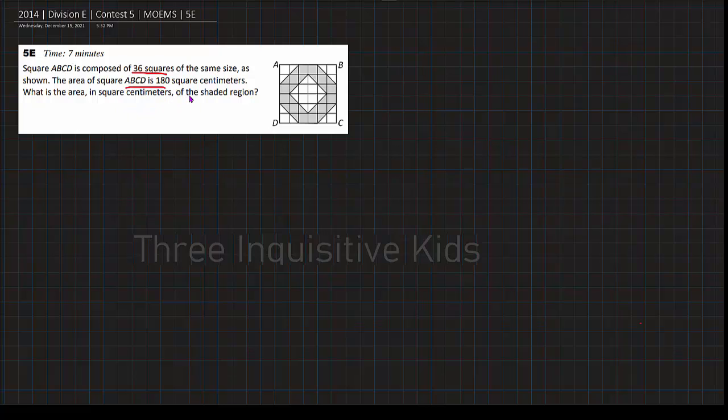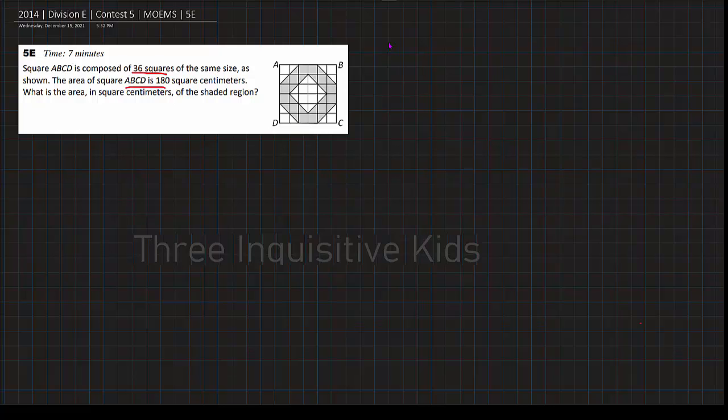So, first I want to make one thing clear. This says that there are 36 squares. Yep, and I can see 36 squares right now. But somehow the area is different. Shouldn't it also be 36 or 180 squares in order to have 180 square centimeters?